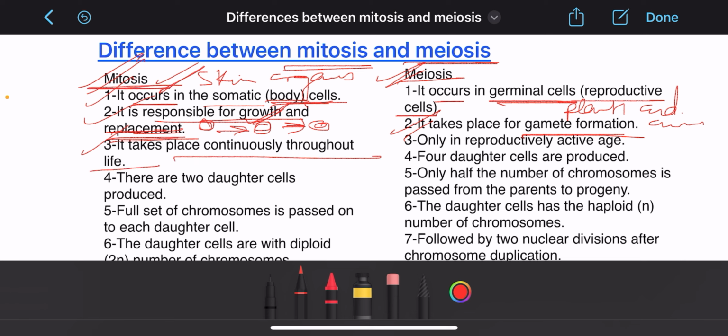Now, the third difference is that it takes place continuously throughout life. Mitosis is going to take place throughout life, whereas meiosis does not. It takes place only during the reproductively active age.